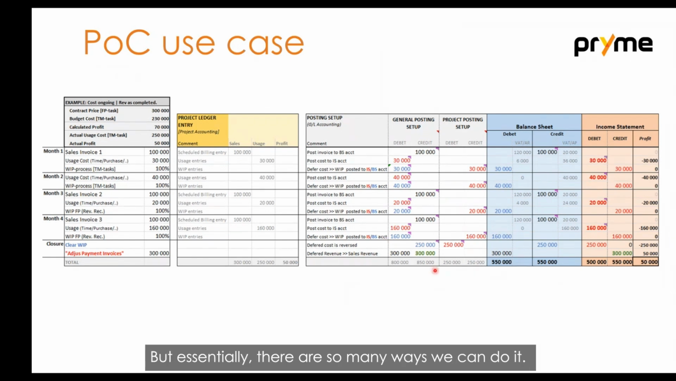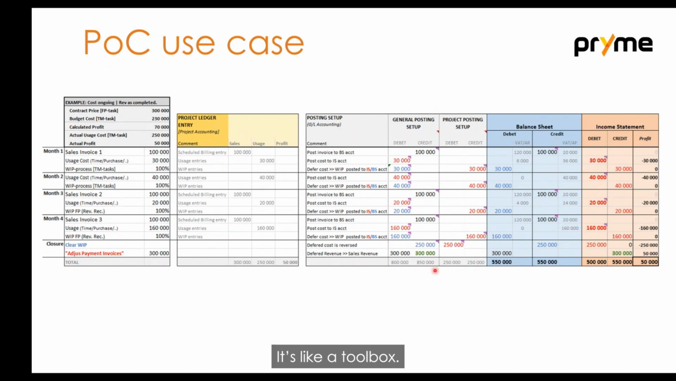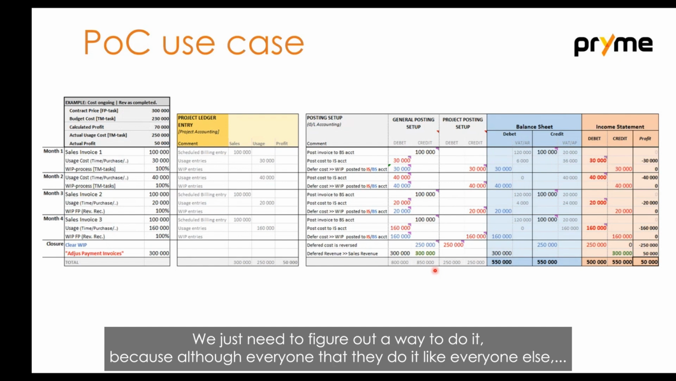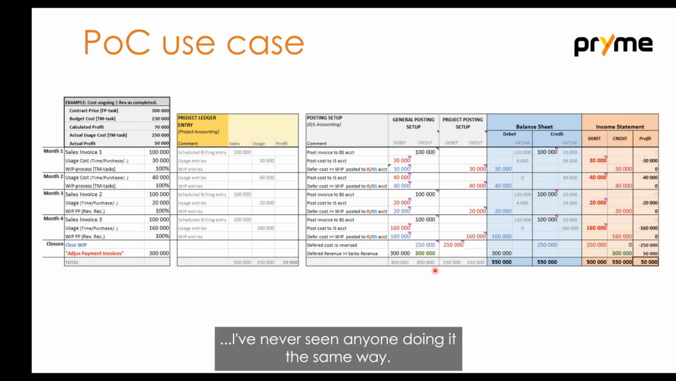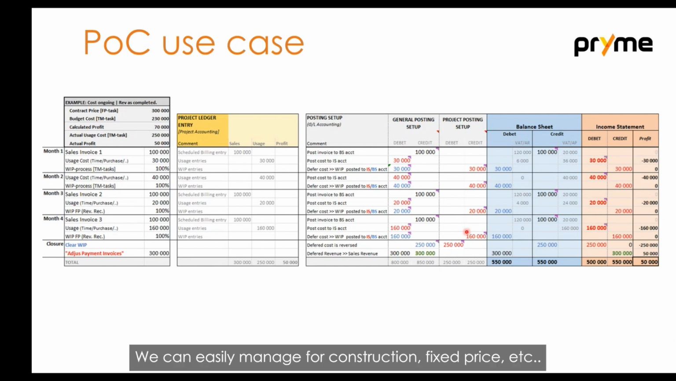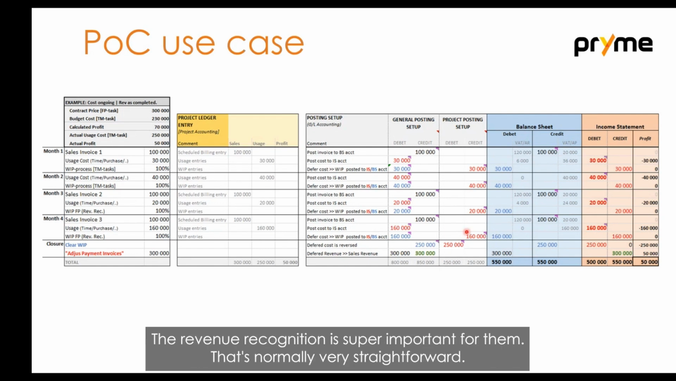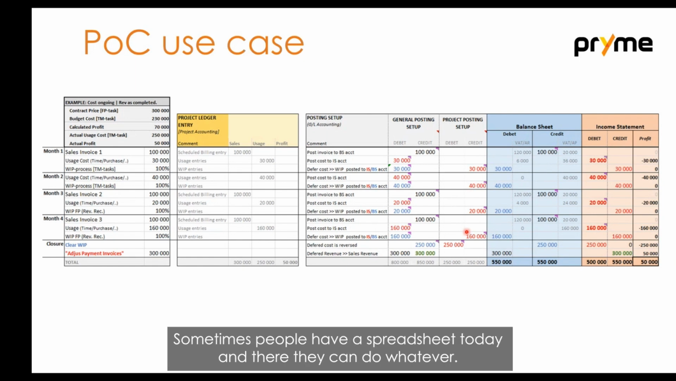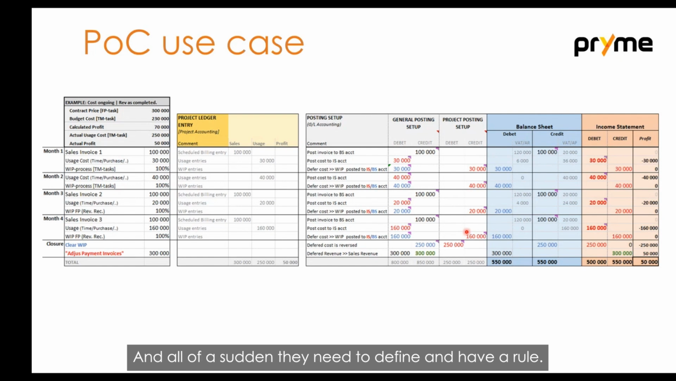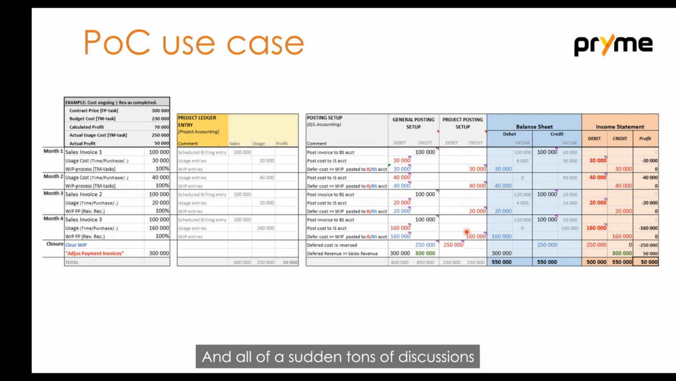But essentially, there are so many ways we can do it. It's like a toolbox. We just need to figure out the way to do it because although everyone says, no, we are like everyone else, I've never seen anyone doing it the same way. We can easily manage construction, fixed price, etc. For the revenue recognition, super important for them, that's normally very straightforward. Sometimes people have a spreadsheet today where they can do whatever. And all of a sudden they need to define a rule: this is the way it's going to be done. And all of a sudden, tons of discussions.